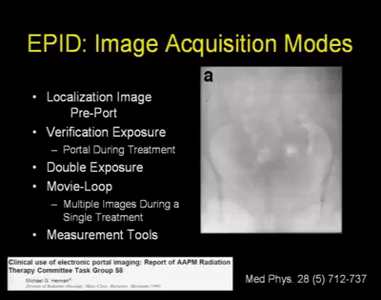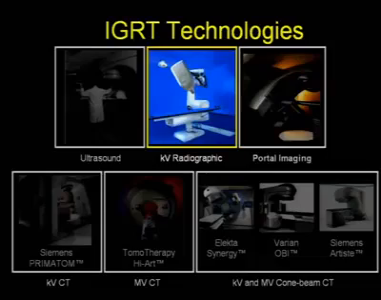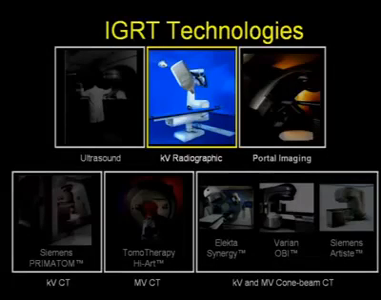However, this has been addressed in the AAPM Task Group 58 report that is freely available and downloadable from the AAPM website. The second technology that I would like to discuss is kV radiography. Some commercial vendors, such as Varian, offer the 2D perspective, and this falls into this category.